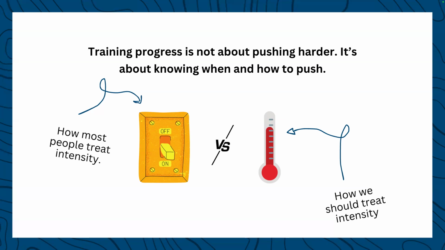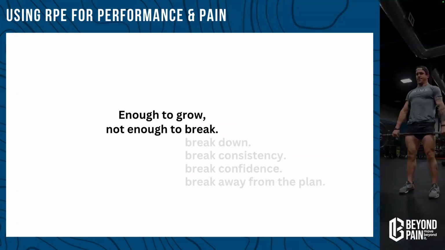And it's helpful if you can understand the acceptable level of intensity, even if it's not within your developed threshold or categories, right? So we want to learn how to control the dial so you can stay in that sweet spot, right? And that sweet spot is enough intensity to grow, but not enough intensity to break.